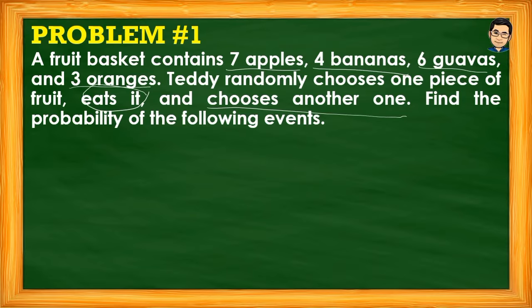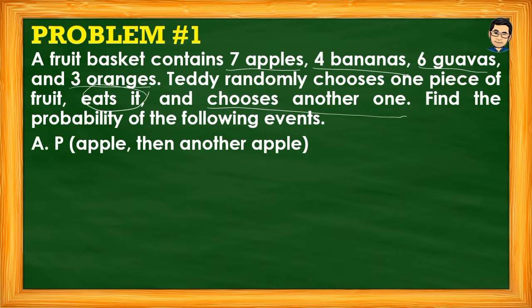Siyempre, kinain niya, mauubos yun. Kaya nga, pipili pa siya ng panibagong prutas. Hindi naman ibig sabihin yung kinain niya, ibabalik niya dun sa mismong basket. Natural, kinain niya na, nasa loob na ng katawan niya. Hindi niya na maisosoli pa. So, find the probability of the following events. Probability of choosing apple, then another apple. Okay. So, dun tayo sa apple.